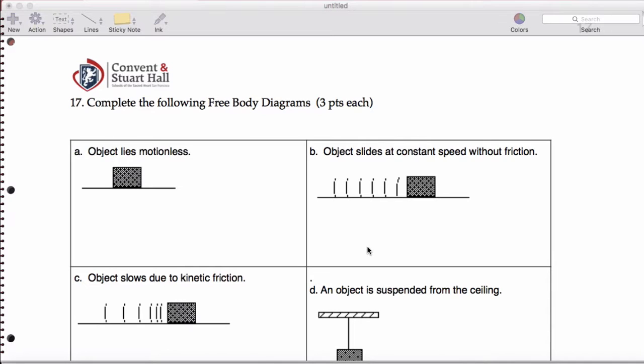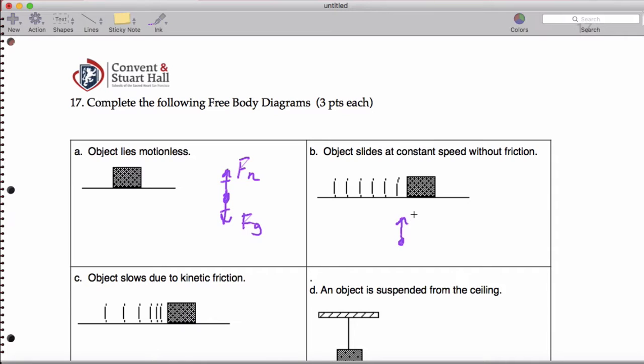All right, now we move on to question number 17 and some free body diagrams. So we have an object that's lying motionless. That means it's got a normal force pointing up on it. It's got a weight force pointing down on it. All right. Next, we have an object sliding at constant speed without friction.